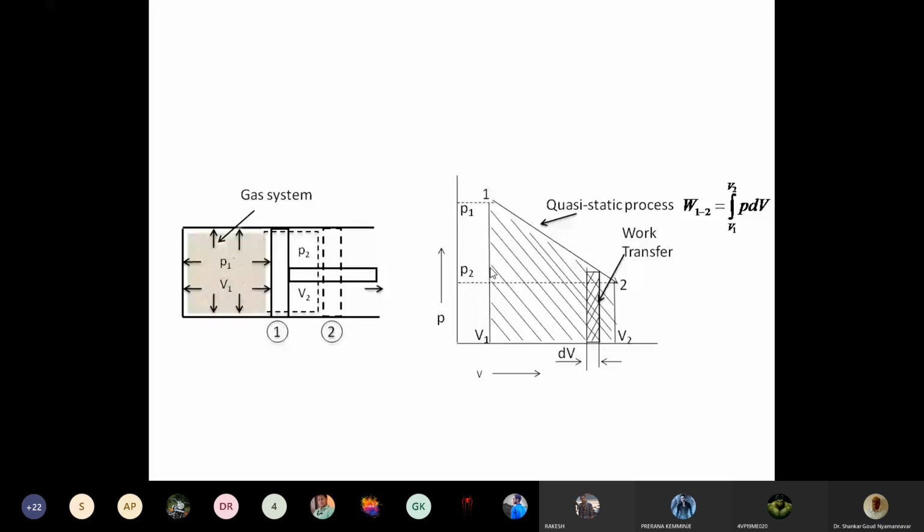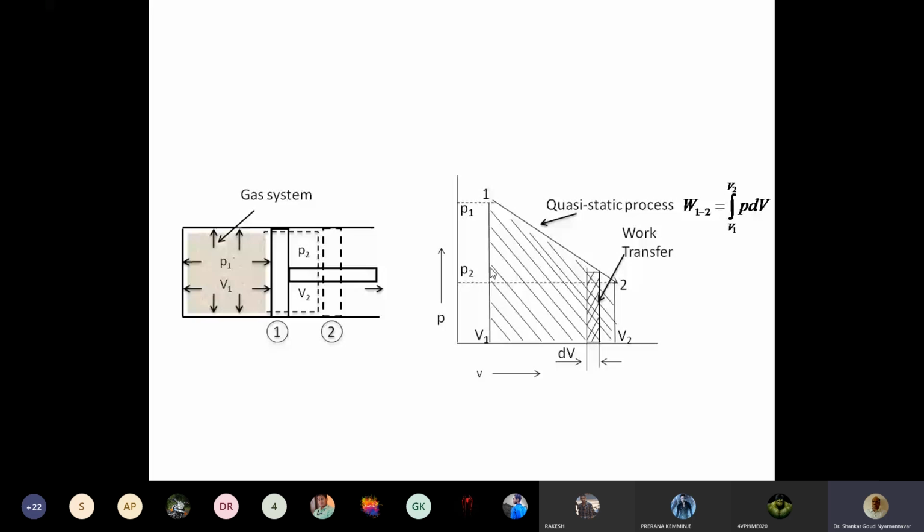Are you following me? So here that will be equal to 1 by m. What is m? Slope of line, I said. Slope of line is P2 minus P1 divided by V2 minus V1. So 1 by m will become V2 minus V1 divided by P2 minus P1, into 1 by 2 into P2 square minus P1 square.